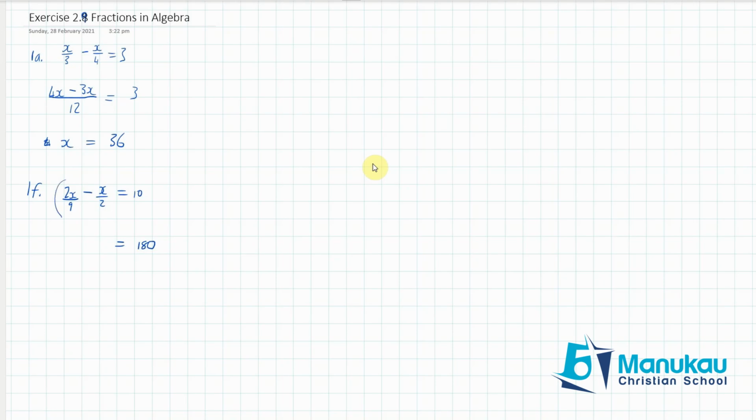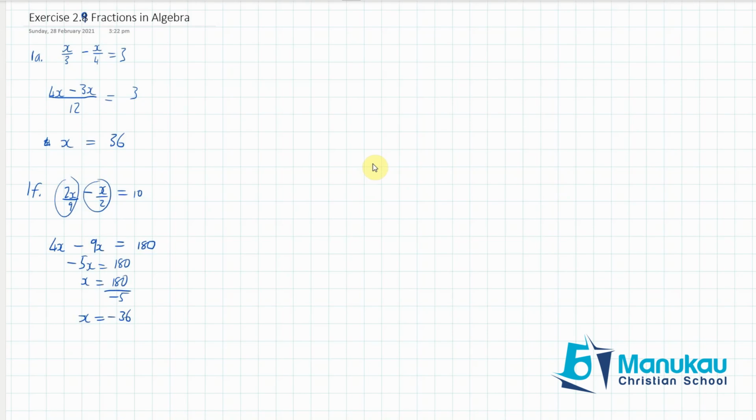Now if I times this by 18, it will end up being 18 times 2 over 9. So I could say 9 goes into 18 twice, so I'm going to end up with 2 times 2, or 4x. And then if I'm going 18 times this fraction here, 18 over 2 is 9, so I'm going to end up with 9x. Now, overall I've got minus 5x is equal to 180. And so x is equal to 180 divided by negative 5. And so x is equal to negative 36.